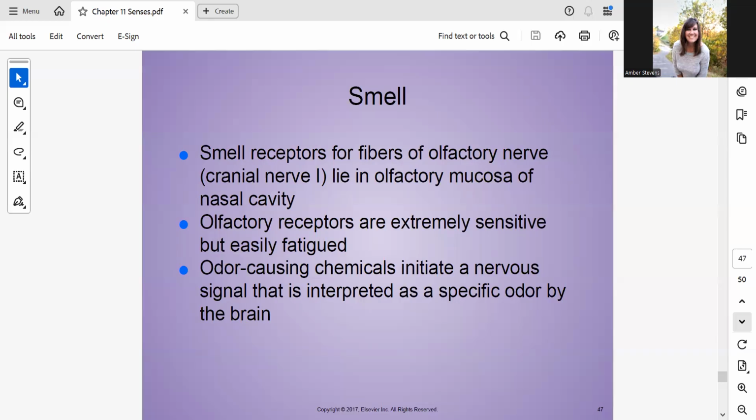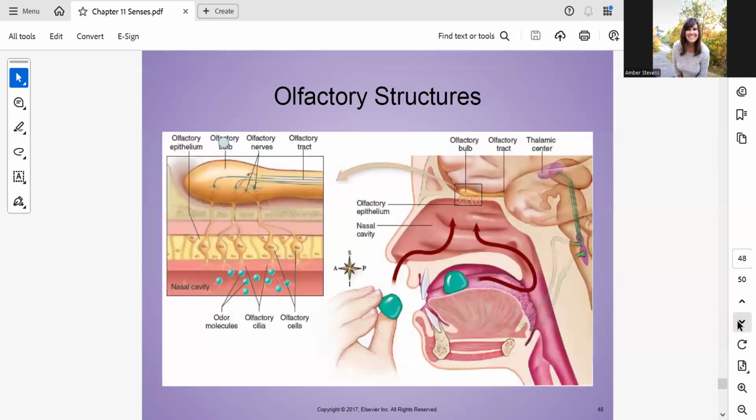These receptors are also easily fatigued, meaning they quickly adapt and stop responding to persistent smells. You might notice that you stop noticing a strong odor after being exposed to it for a while, like when you put on perfume or cologne, and after a while you can't smell it anymore. It's not that the smell has gone away, it's just that your receptors have gotten used to it and they've stopped responding. So here is an illustration of those structures in the olfactory system.